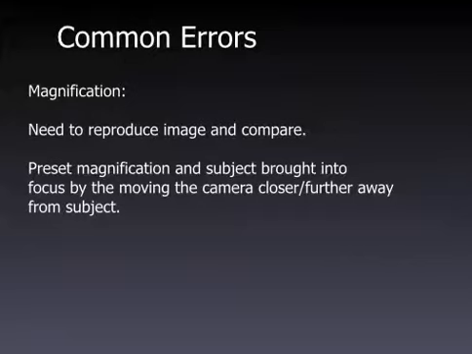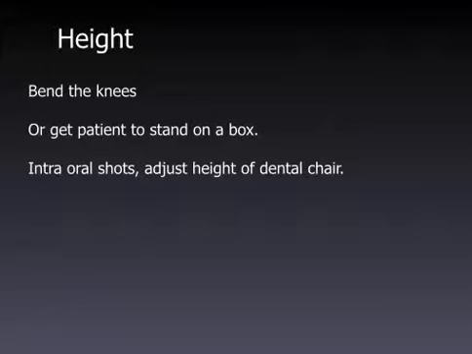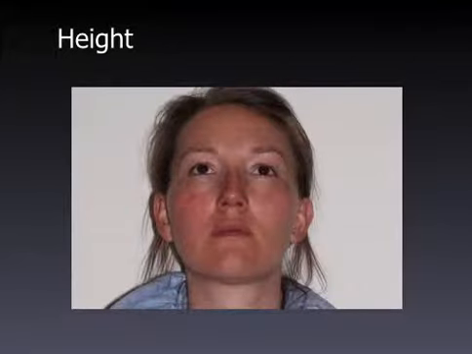We've mentioned about magnification. You turn the lens to the desired magnification and then you move to focus. Height can be a problem, so if your chair doesn't move up or down, you may have to put the patient on a normal chair as opposed to the dental chair, or you may have to stand on a box or bend your knees. So here we can see in this image we're too low down because we're looking up at the patient. So this could be a very tall patient or a very small operator.